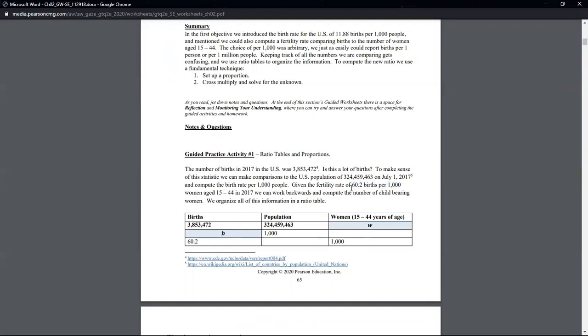But what we can do is work backwards and actually compute the number of childbearing women, just given this information and the fact that all these things are proportional values. So what they do initially is they organize everything in a table.